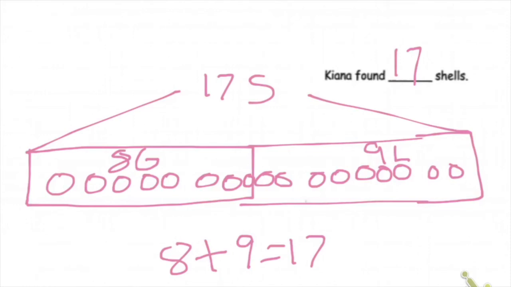Didn't give us that total, so we know we're going to have 2 parts we're adding together to get that whole. So we're going to draw those 8 shells that she gave to her brother. Those are the 8 that she gave. And then she had the 9 shells that were left. So then we're going to add those 9 other shells. And then we're going to count those all up. We have 8 plus 9 equals 17. Kiana found 17 shells.